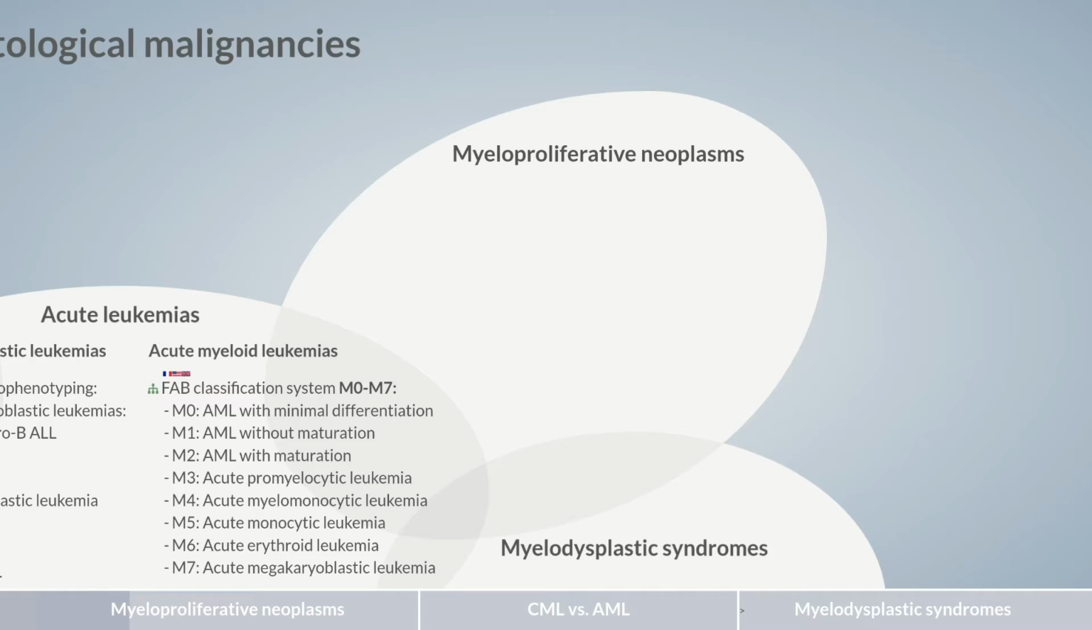The three cell lines of myelopoiesis are the red blood cells, the platelets, and the granulocytes. More or less, there is a myeloproliferative neoplasm for each cell line. There is an increased production of red blood cells in polycythemia vera. There is an overproduction of platelets in essential thrombocythemia, and granulocyte formation is uncontrollably increased in chronic myeloid leukemia.